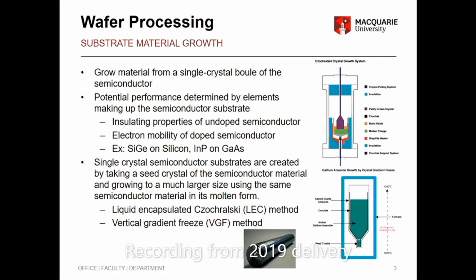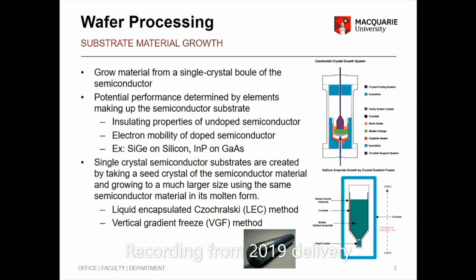So there are mainly two methods that you can make these semiconductors. There's actually more than two, but we'll focus on two. So one is called the liquid encapsulated Czochralski method. I'm not sure that I pronounced it properly, but it's called the LEC method, right? So that's the figure on the top.